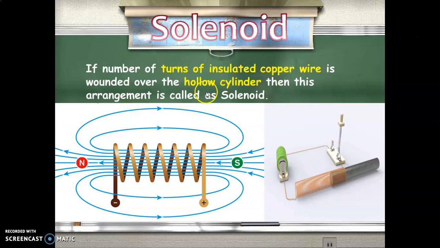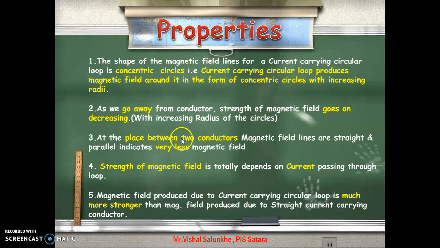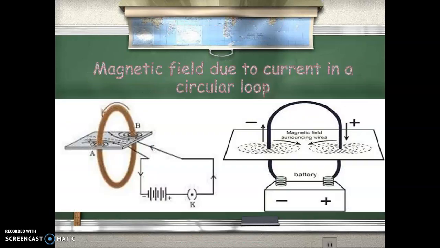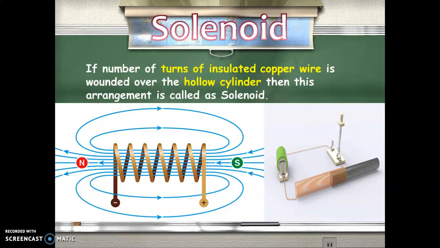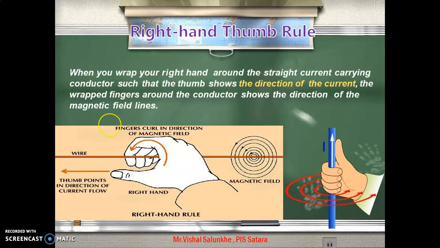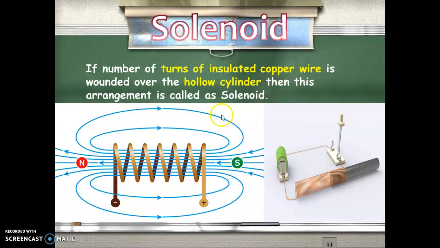So in today's lecture, my dear student, we have seen the magnetic field produced due to a straight current carrying conductor and its properties. Then the direction of the magnetic field lines can be calculated by the right hand thumb rule. The second point, we have seen the magnetic field due to a circular loop and solenoid and its properties.